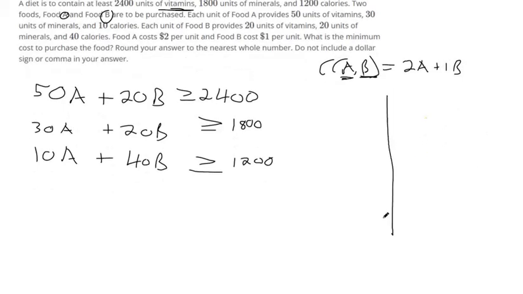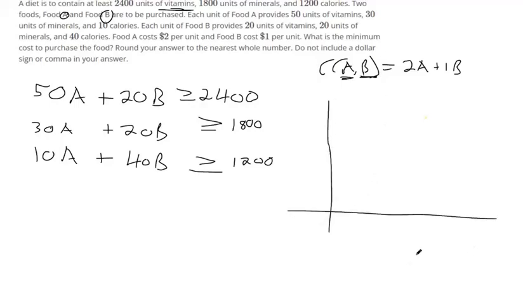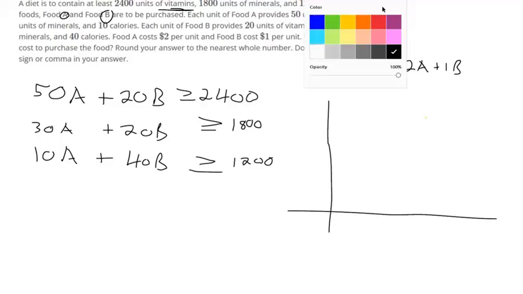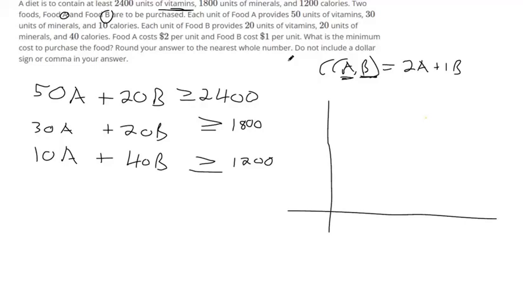You want to graph both of these, and we only care about positive because you can't have negative units of food. Okay, so you want to graph them, and then once you graph them, find the places of intersection, and then you can use those places to find out which one is going to be the max and the min, because the maximum or minimum of a linear programming problem is going to be at those intersection points that we're going to find. So let's do this one in red.